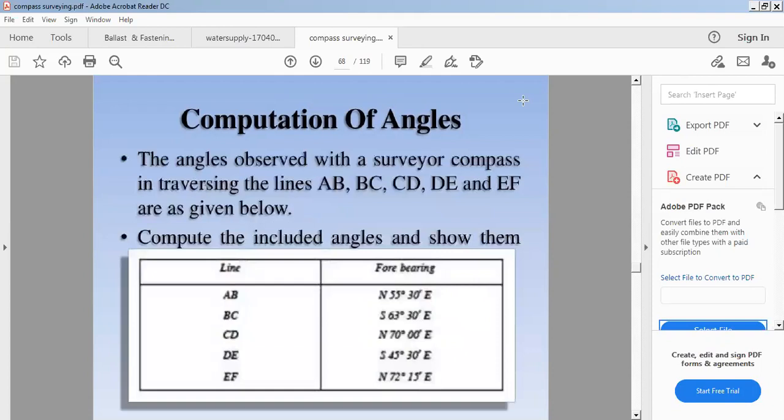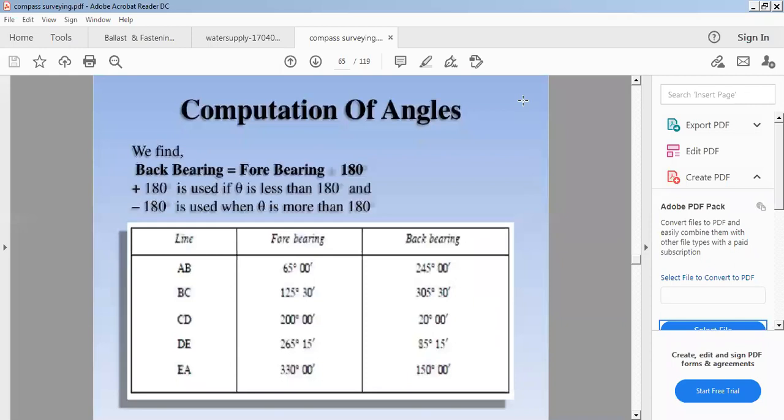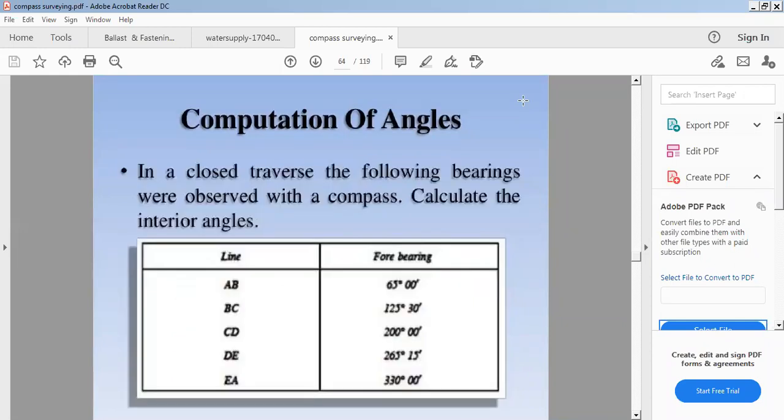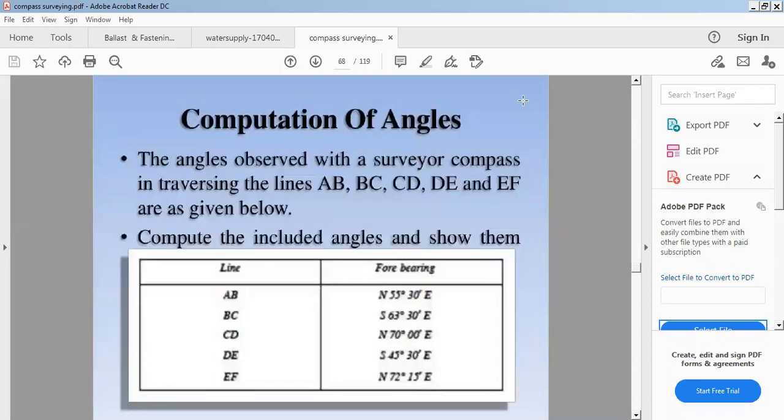So in the next line, in this case, the forebearing is given with the quadrant names. In the last numerical we did, the quadrant name was not given. You can see in this, forebearing is without quadrant. So in this case, the quadrants are given, like north 55 30 east. First of all we have to change into back bearing. Then we have to find the angles as we found earlier.